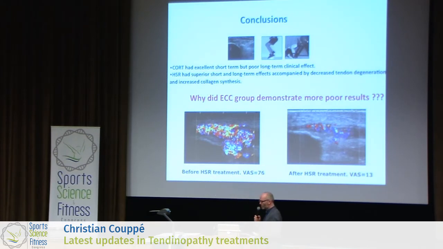So the conclusion about this study is that you can definitely say the cortisone was good on short term, but on the long term it was not that good of a thing. It actually went bad. But it seems that the heavy slow resistance training is doing the job both on short and long term, which was very nice. But why was it that the eccentric group did not perform that well compared to the heavy slow resistance group?